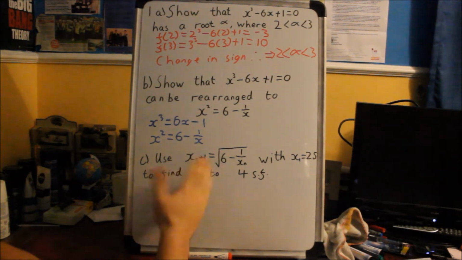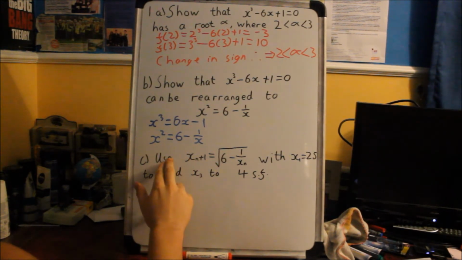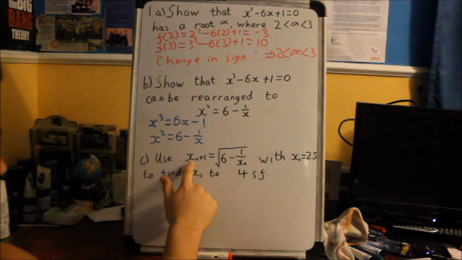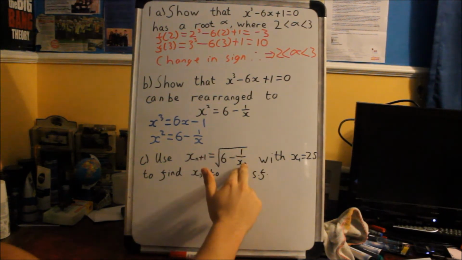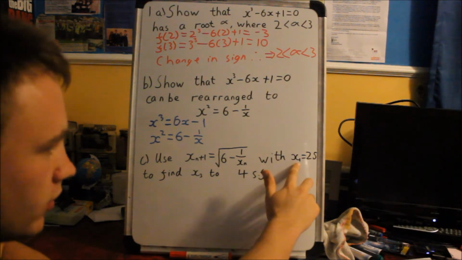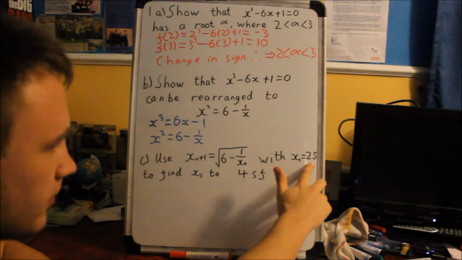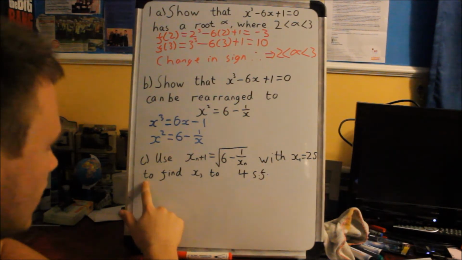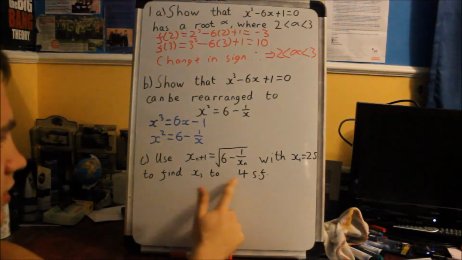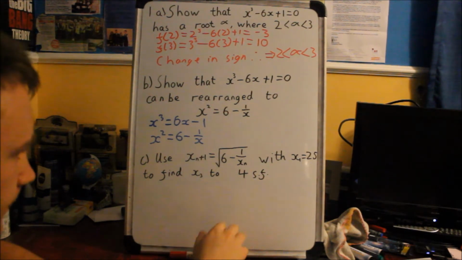Part C, and then it says use the iteration, but that's a big word so I couldn't fit them all on. Use the iteration x n plus 1 equals the square root of 6 minus 1 over x n, with x1 equal to 2.5. That's 2.5, there's a decimal there just in case you can't see on the camera. And you've got to find x3 to 4 significant figures.